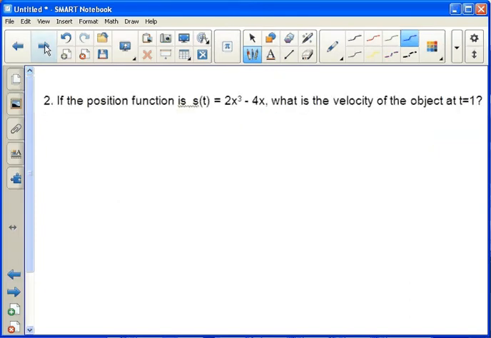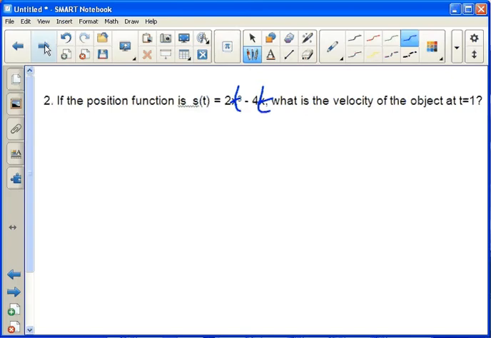Number 2. I apologize, these should be t's right here, 2t cubed and 4t. If the position function is s of t equals 2t cubed minus 4t, what is the velocity of the object at time 1? So notice the difference between question 1 and question 2. Question 1 asks for an average over an interval of time. This is asking for something at one specific instant, and that's when we take the derivative.